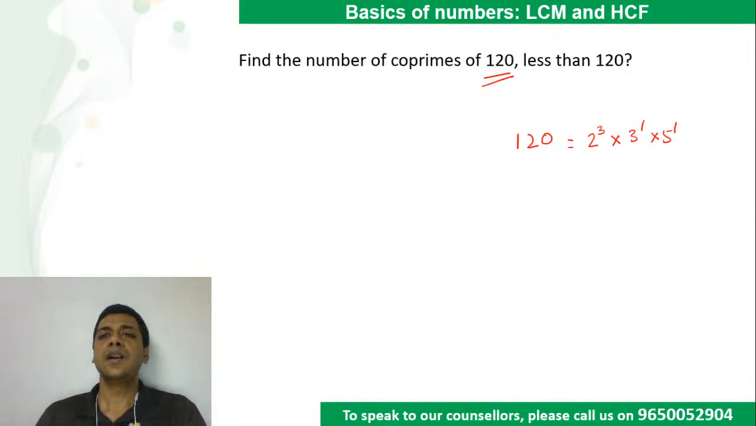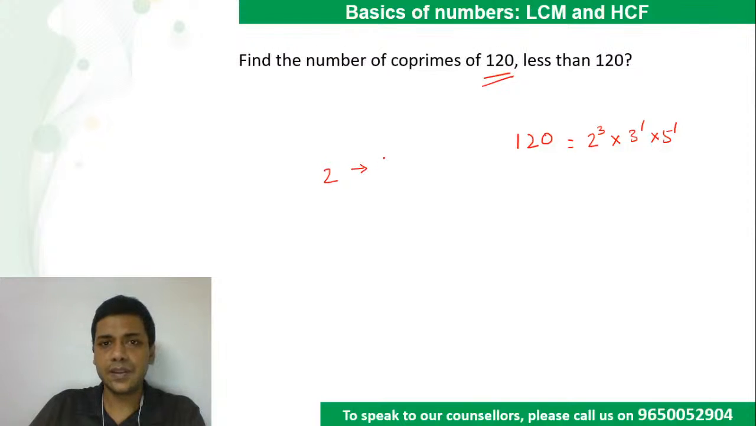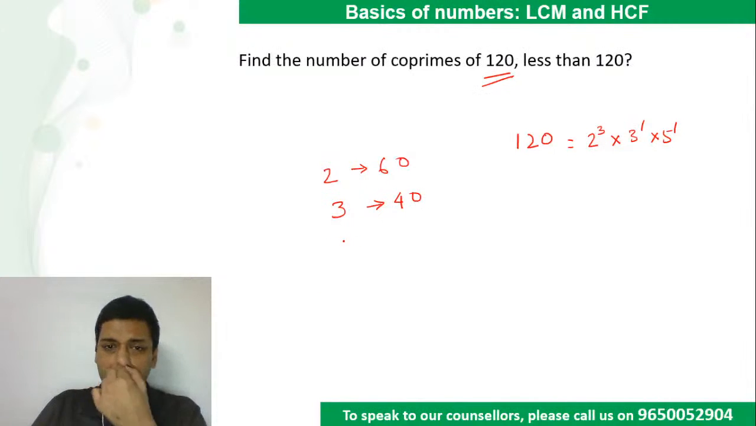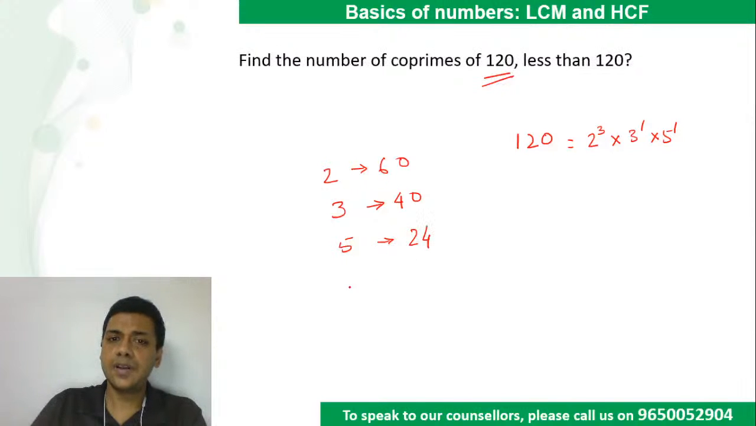Now, how to do it? Instead of looking at how many are co-prime, let's look at how many are not co-prime. So, how many multiples of 2? Multiples of 2 less than 120 will be 60. How many multiples of 3? 40. How many multiples of 5? 24. Now, how many multiples of 2 and 3? So, 2 and 3 would be 20.